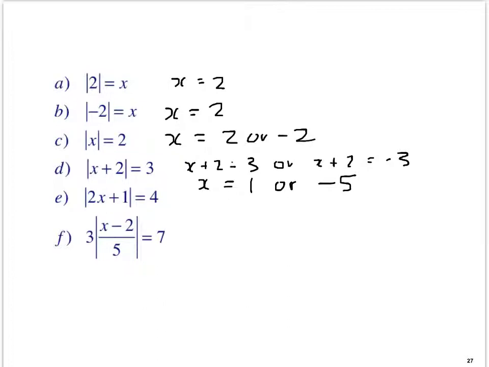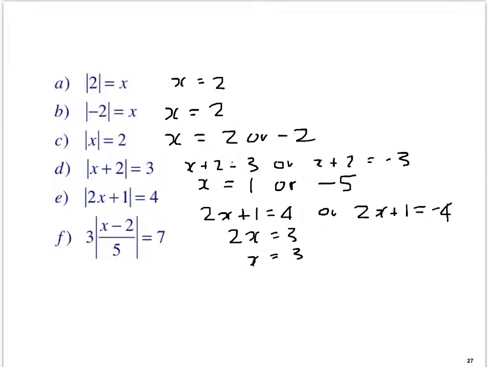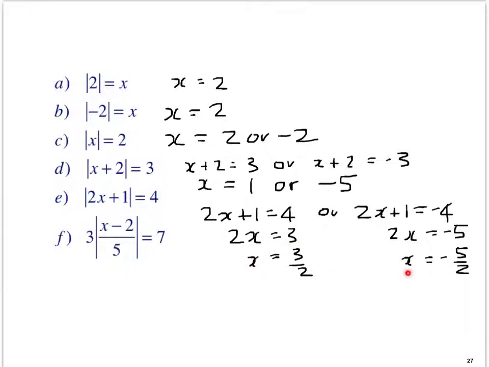Okay, for E, carrying on the same way, 2x plus 1 is equal to 4, or 2x plus 1 must be -4. That's just using the very basic definition from the previous page. So in this case we get 2x is 3, so x is 3 over 2. And over here we get 2x is -5, x is -5 over 2. Once again we've got two solutions here, just like we had up here. I'm not going to do the last one, I'll leave that one to you.